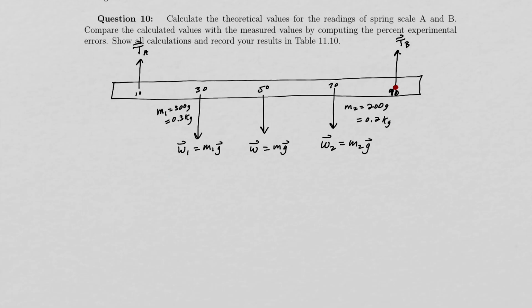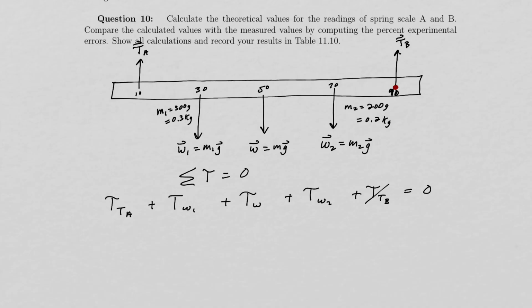Okay, so now when I do my sum of the torques, again I'll go black. Sum of the torques must equal 0. I have a torque due to TA. I have a torque due to weight 1. I have a torque due to the weight of the meter stick. I have a torque due to weight 2. I have a torque due to TB. That's got to equal 0. But this one is 0. Why? Because the moment arm is 0, right? Remember, in general, a torque is always going to be plus or minus, depending on whether it rotates the object clockwise or counterclockwise, force times moment arm.